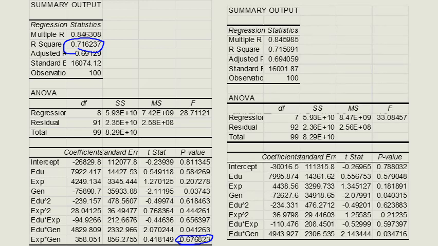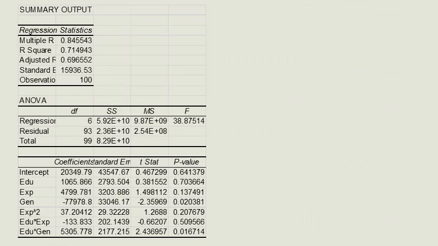Now our largest p-value belongs to education squared. So that is the next variable to be removed. This is kind of a surprise since the scatter plot for education seemed nonlinear, but let's keep going. After removing education squared, we get this regression output. Now our largest p-value belongs to education. But this is where it gets interesting.